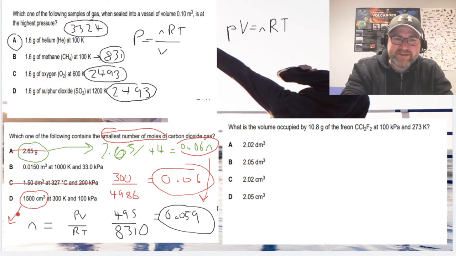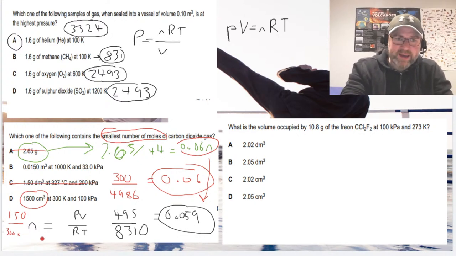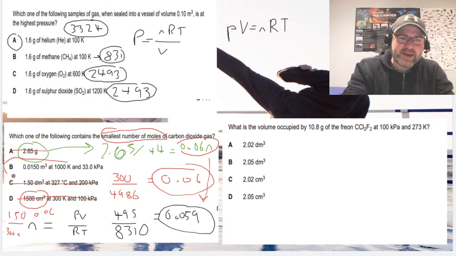So if I was continuing this one down here, we're doing the same rearrangement. I'm going to have 150, and we're going to divide this to find the moles by 300 Kelvin, multiplied by 8.31. So 150 divided by, open brackets, 300 times 8.31, close brackets. And we're going to get, again, 0.06. Pretty much the same answer there. So the answer was 100% B here.